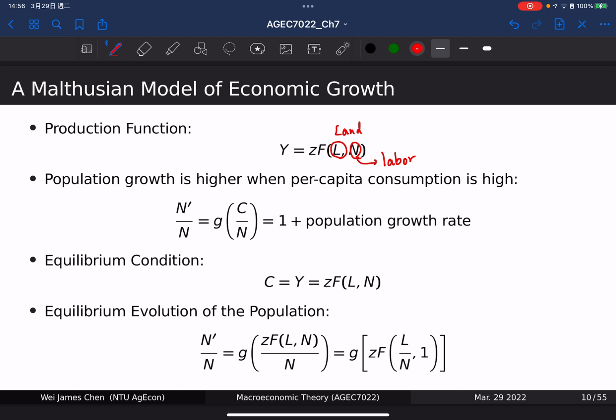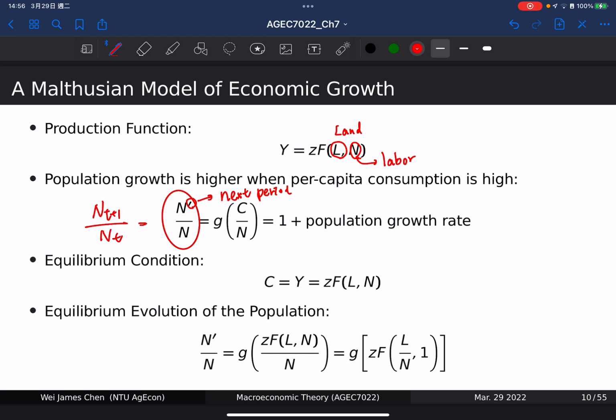How do I know the population growth rate? Population growth rate can be defined as this. We use the prime here to suggest next period. If you're more familiar with the notation t plus 1, then this is equal to N at t plus 1 divided by N at t. But since we're not going to use more than a two period model here, it doesn't really matter. We just care about the cross period. So we use the prime notation. So next period's population or labor divided by this period's labor, that's the population growth rate.